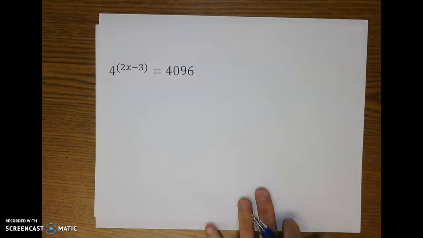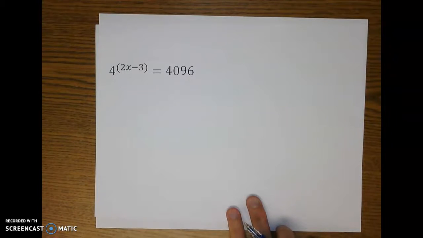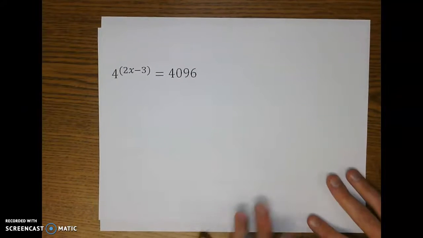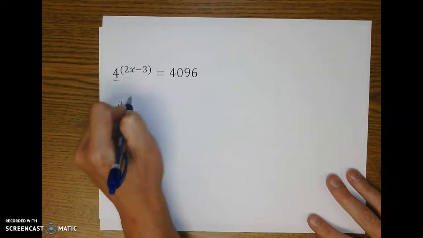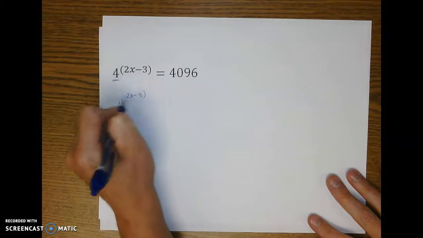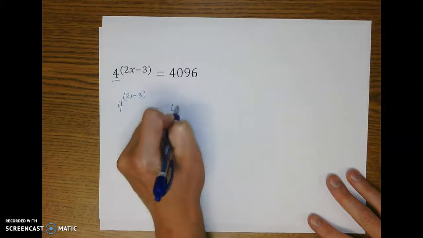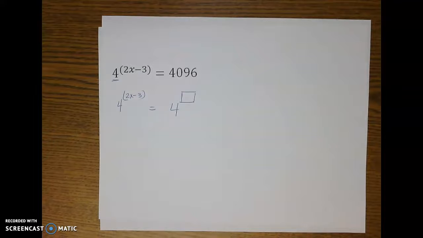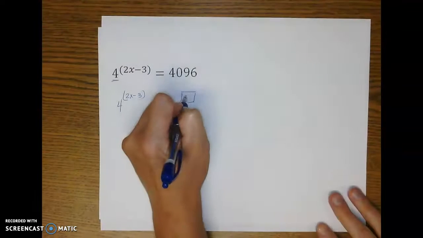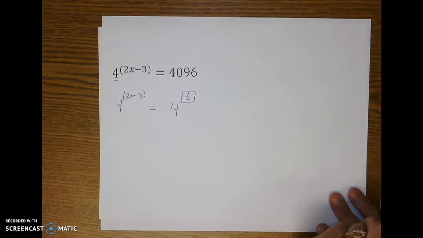Right, here's another one. 4 to the 2x minus 3 equals 4,096. So again, I need the same base, and you're always going for the smaller number. So 4 to the 2x minus 3 equals 4 to some power. You're going to have to play around on your calculator for a little while. So you try 4 squared, you try 4 to the 3rd, and it ends up being 6 again. So 4 to the 6th is 4,096.